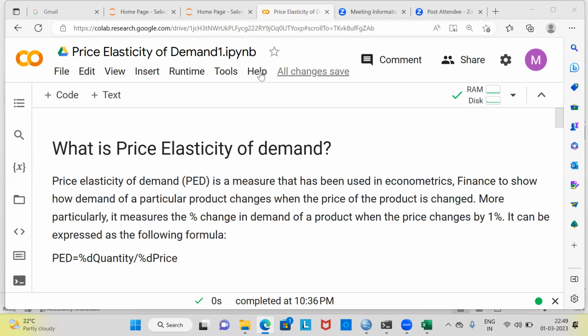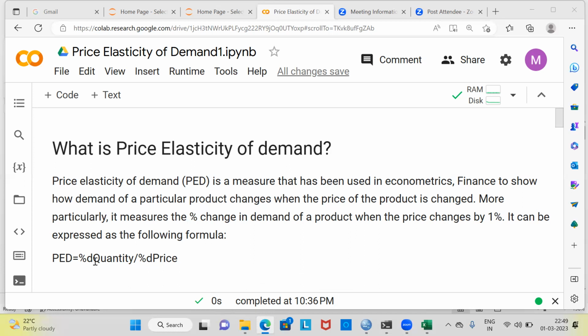More importantly, price elasticity of demand measures the percentage change in demand of a product when the price changes by 1%. I'd like to repeat this. Price elasticity of demand measures what is the percentage change in demand of a product when you increase the price by 1%. It can be expressed using a simple formula.